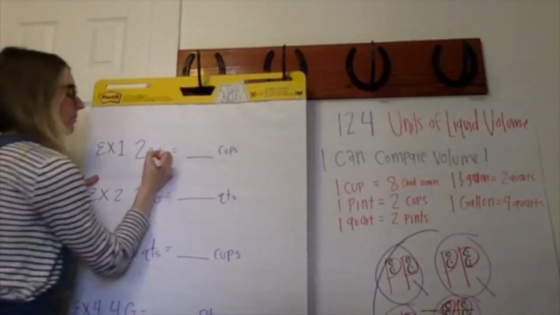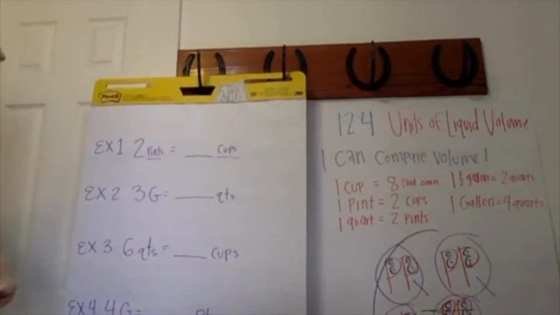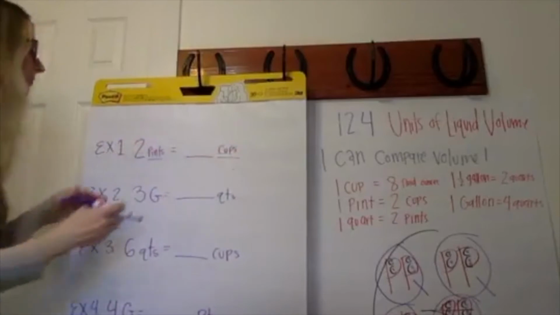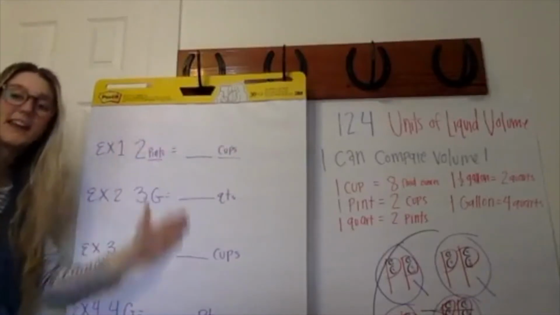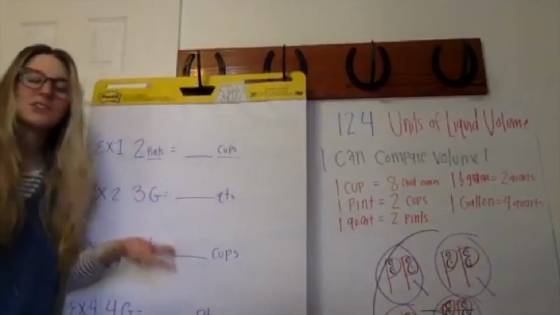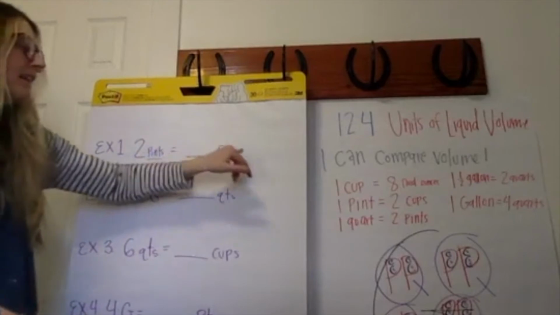So first thing we do, we always look at pints and cups. We want to know how many cups are in a pint. So what we do first, we know we're going to multiply on every one of these problems. We're only multiplying. But some of you ask me, Miss Gillette, I know to multiply, but I don't know what to multiply. So we've got to look at pints and cups.